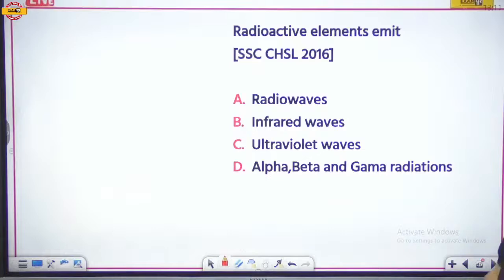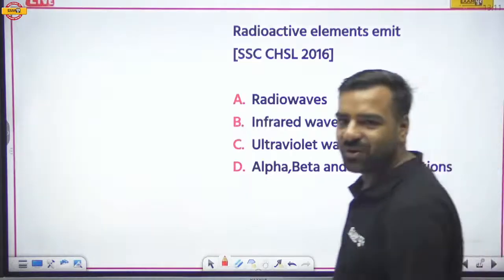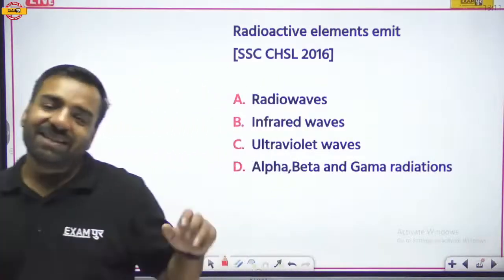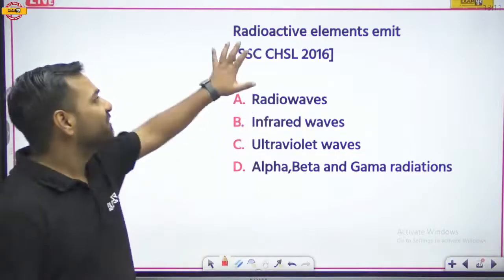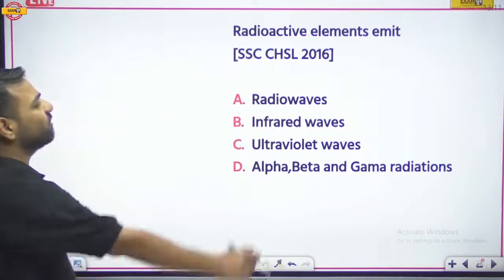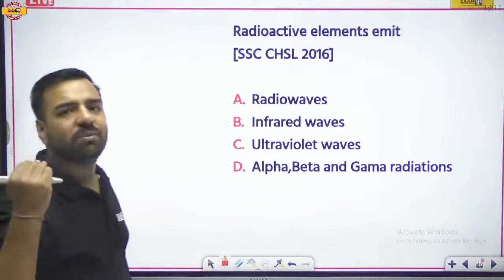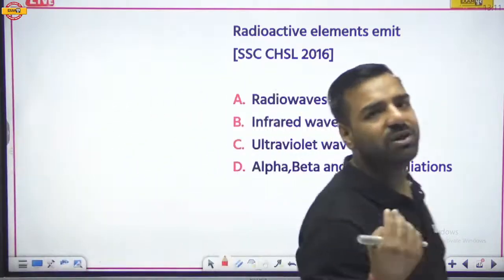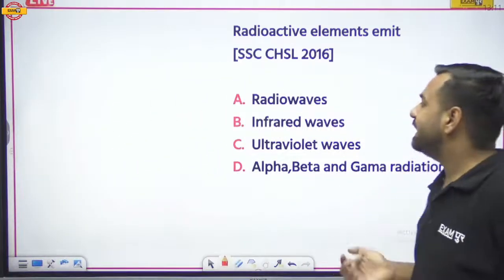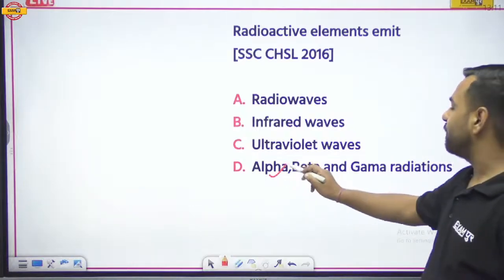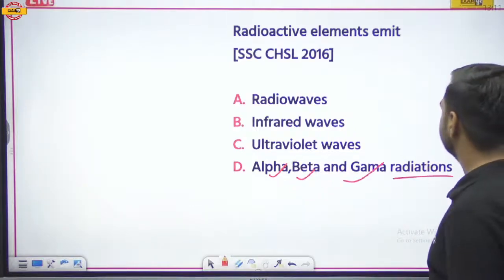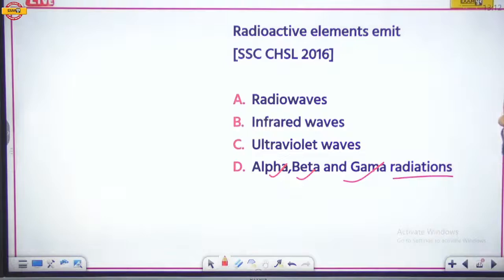Next. So radioactive element emits what? We have understood this. When we talk about radioactive elements, one of the elements you have already told that we can talk about uranium, plutonium, thorium. They actually keep on emitting alpha, beta, gamma radiations. Right? So yes, this is the correct answer. That is option number D.